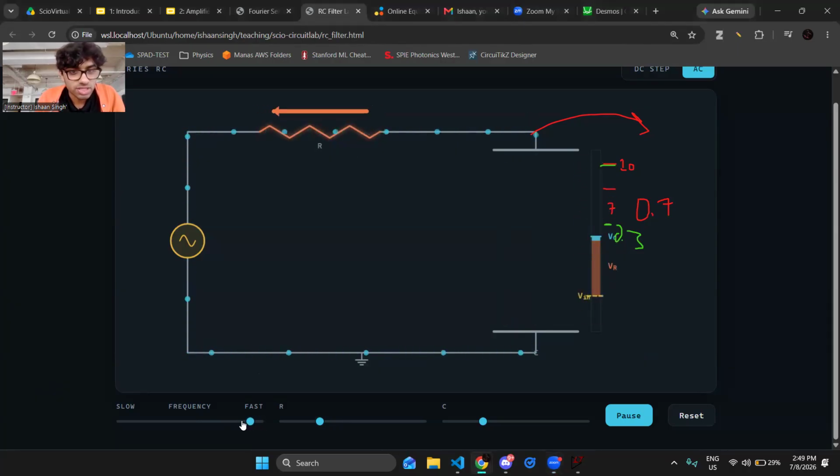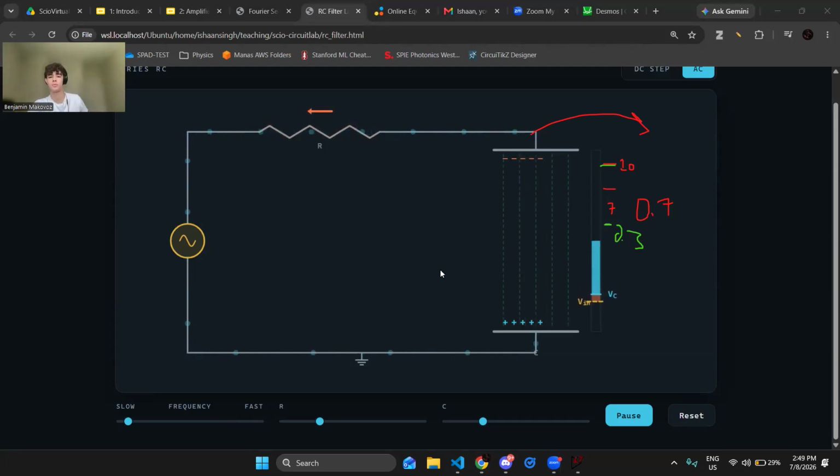Whereas if I go down to really slow frequency, all the way down here, you can see the capacitor voltage is able to follow the battery voltage pretty effectively, and it can reach that. So is this a high pass filter or a low pass filter? Low pass. Exactly. The low frequencies are going to get through, the high frequencies are not.